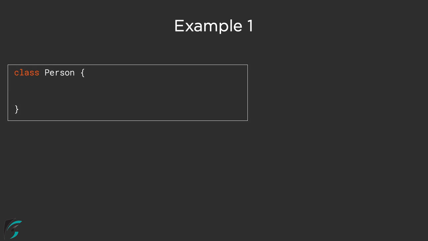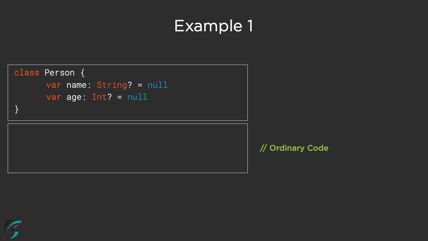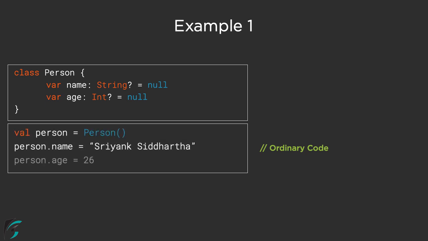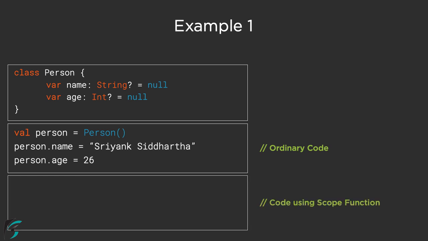Suppose this is a class Person with two properties, name and age. Now, in general, we would instantiate this class object as: create a class Person, assign values to it, like this. So I guess no doubt till now. But let's see the same code using scope functions and see the difference.